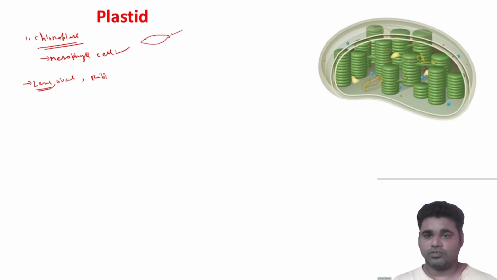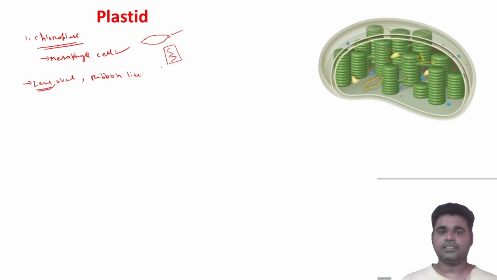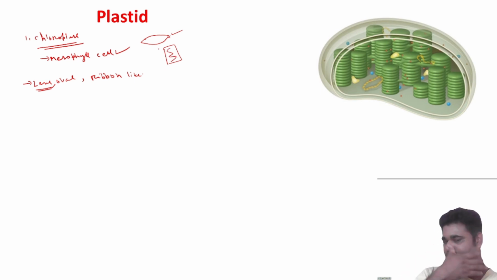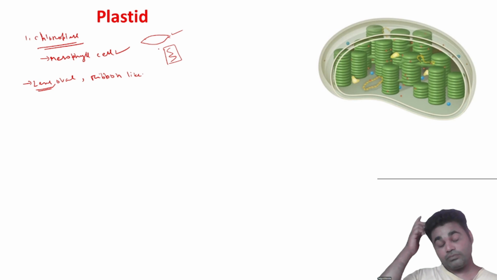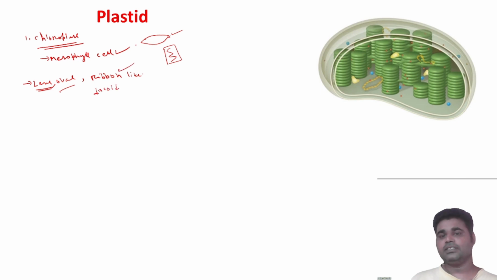Ribbon-like structures are also present. Ribbon-like means in the spirogyra. In the spirogyra, the structure is like this, that means a ribbon-like chloroplast is present. So different types of shape vary. Mostly it is lens or oval shaped, and some are discoid or ribbon-like structures.